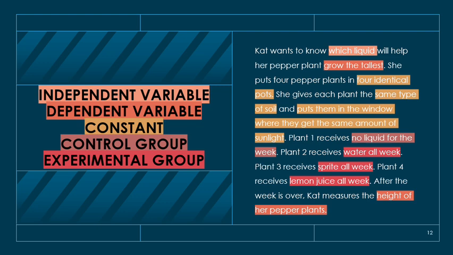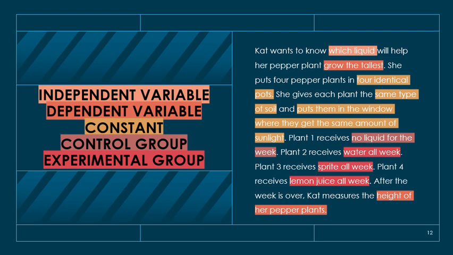The constant is what is always going to be the same. That is the four identical pots. They are identical. They're not changing. The same type of soil, and putting them in the window where they get the same amount of sunlight. So the difference between constant and control group: the constant is the parts of the experiment that are going to be the same. A control is like the actual experiment where you're not changing anything. Let's say you're doing a test for medicine, then the control group is the people who don't get the medicine.